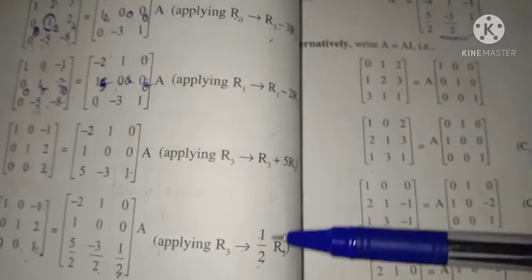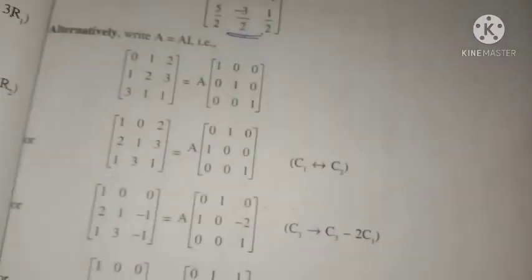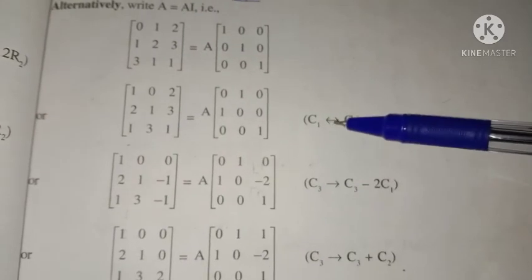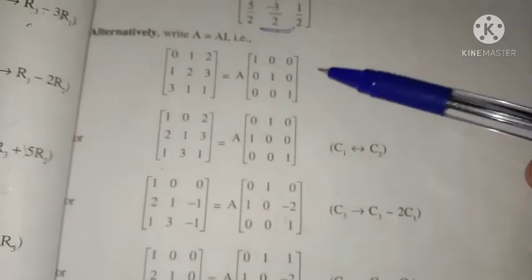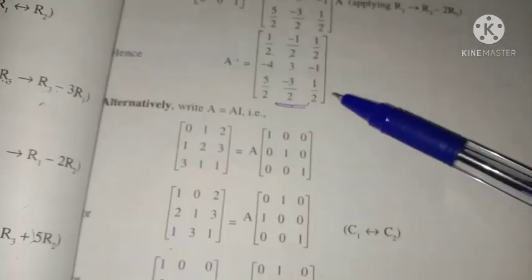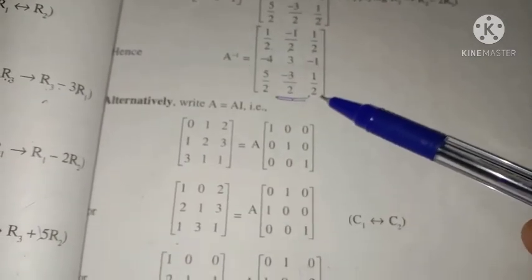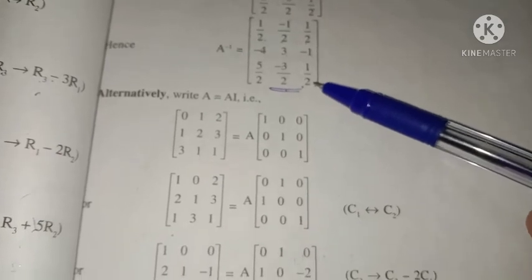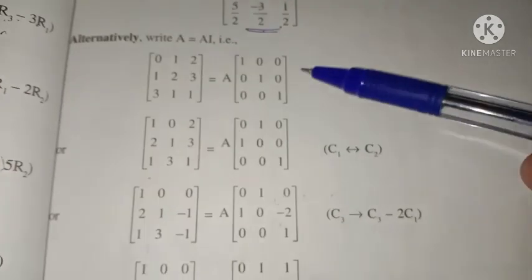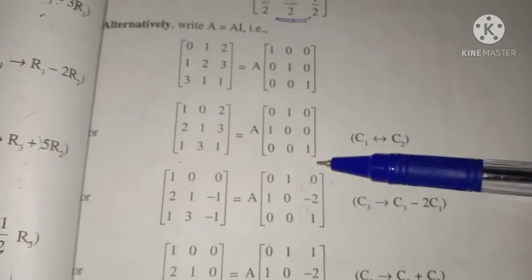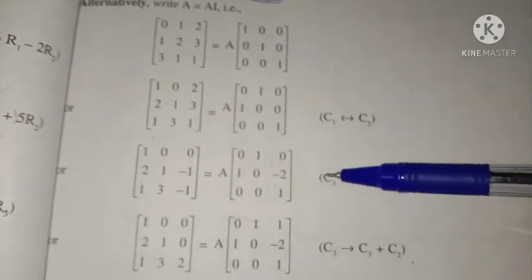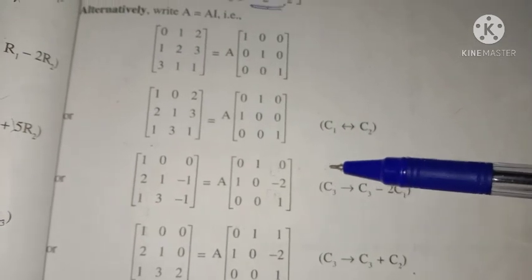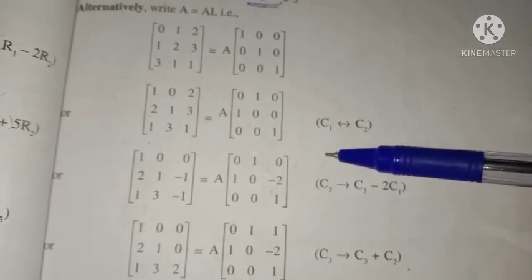Listen, all these transformations are row operations. You can see the same problem done through column operations also. So go through the example and verify the answers are correct or not. Okay, so listen, this is a very important one, using elementary operation, how to find inverse of the given matrix. So go through the examples and exercise questions, study well.